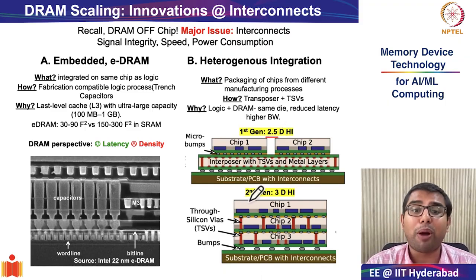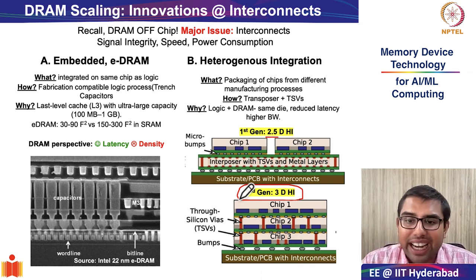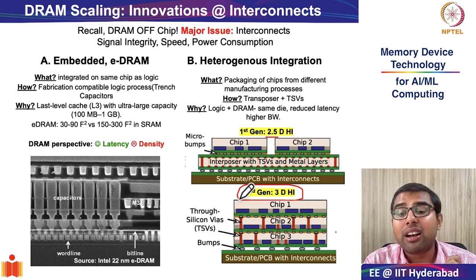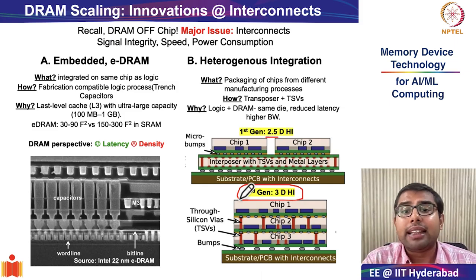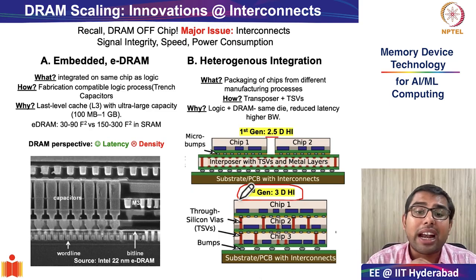However, what is more promising is the second and third generation of three-dimensional heterogeneous integration. Instead of placing chips side by side, you stack them vertically using even more advanced technology such as bumps and through silicon vias. This offers even shorter interconnects and higher interconnect density.